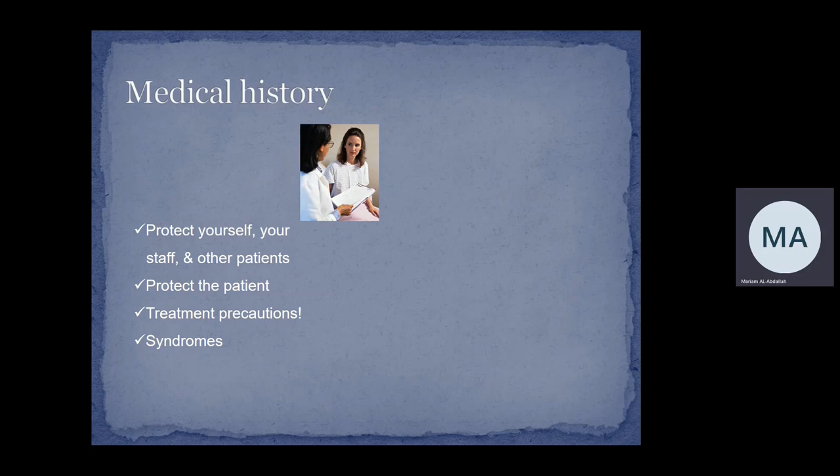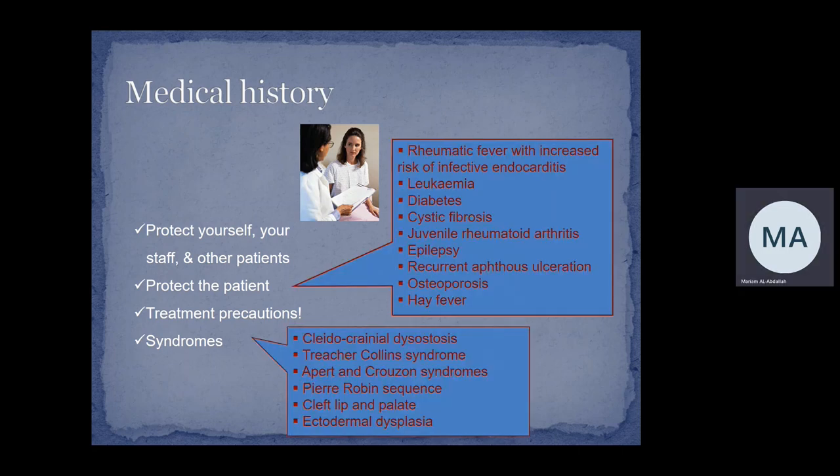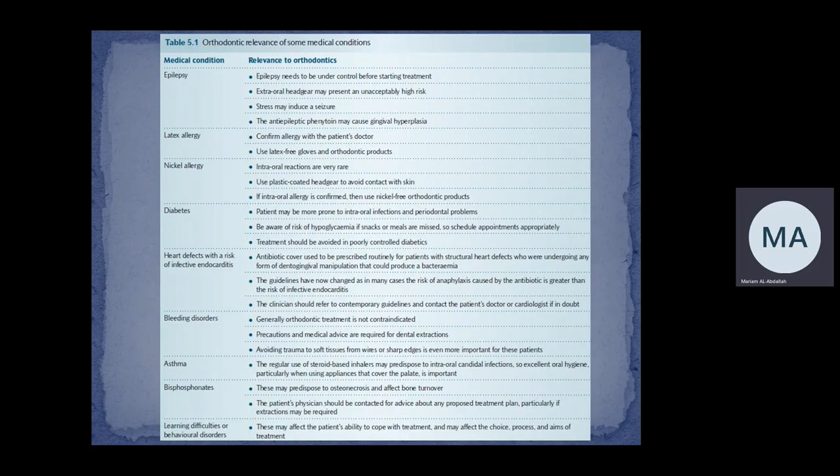Medical history, as with any other dental patient, is important to protect yourself, your staff, other patients, and of course the patients themselves, who have to take certain treatment precautions as necessary. You can identify certain syndromes. There are a number of syndromes that are common and important for orthodontic patients, and a number of medical history conditions that could affect our orthodontic treatment. The table that was provided in your chapter, I thought, was more relevant and more organized.